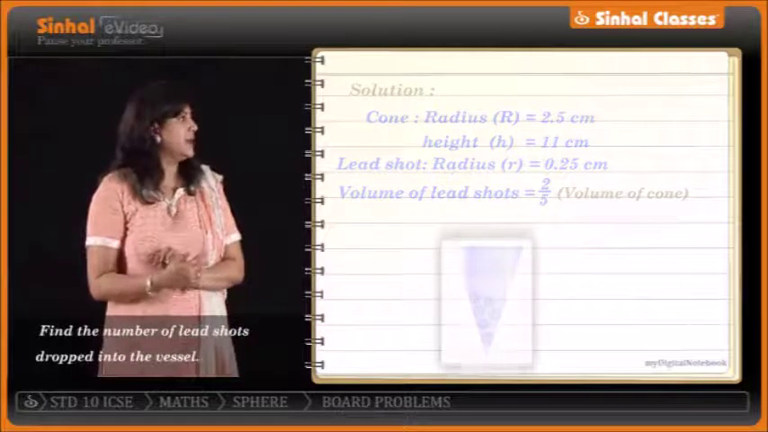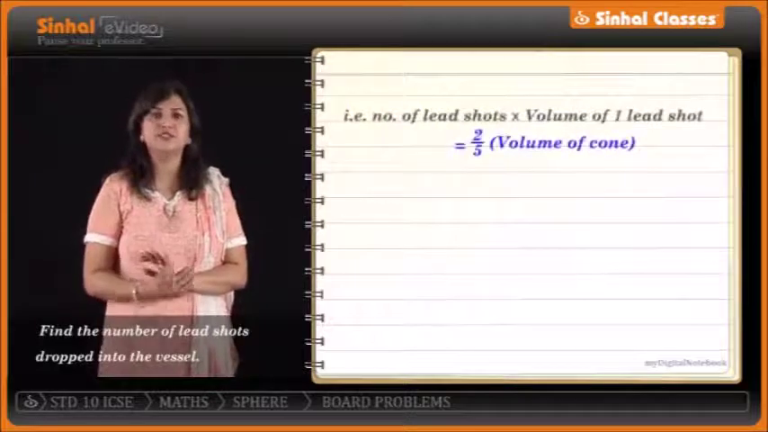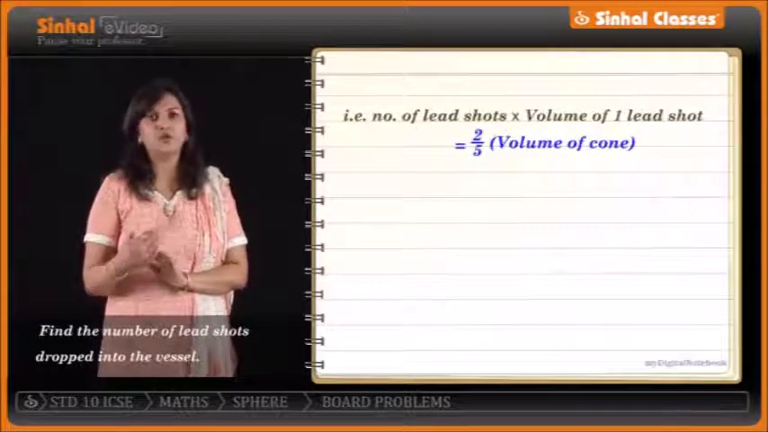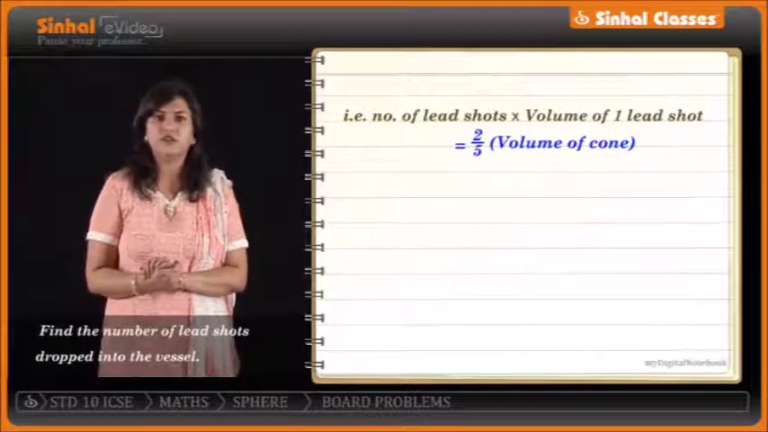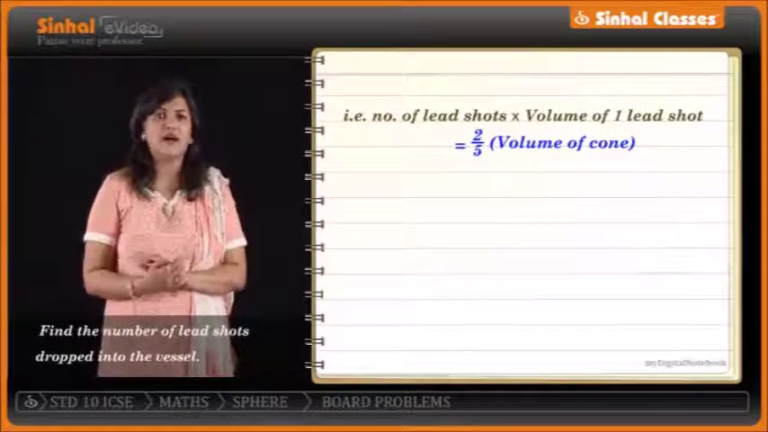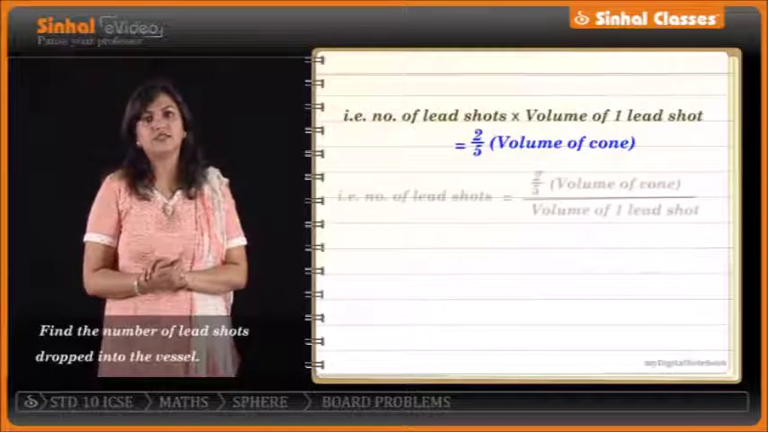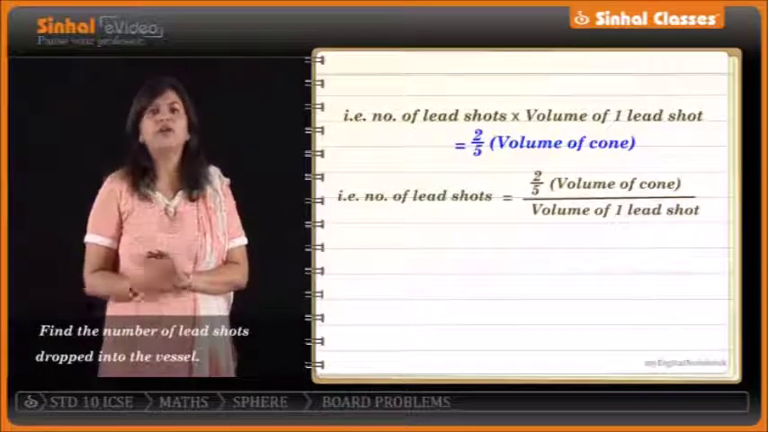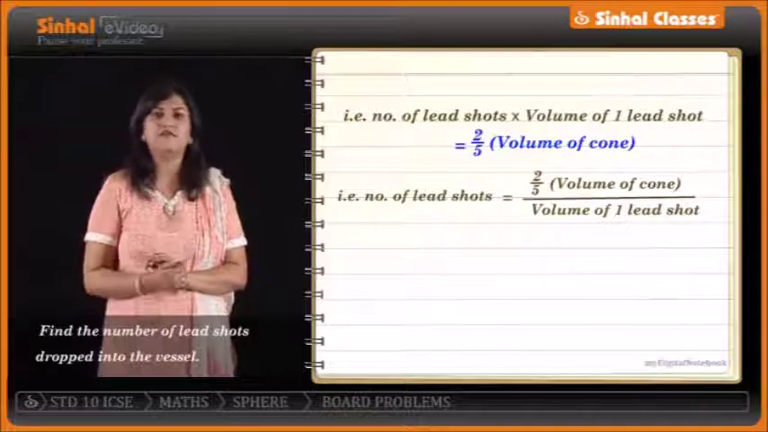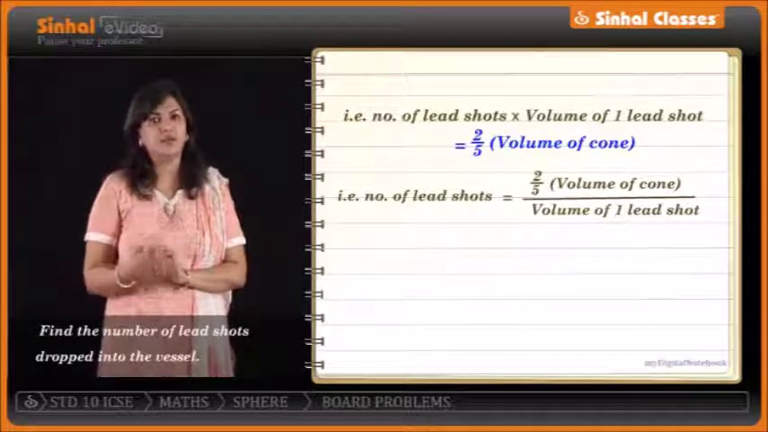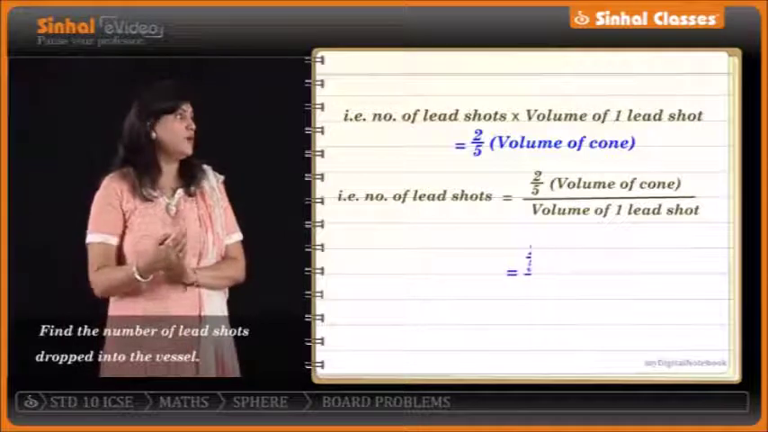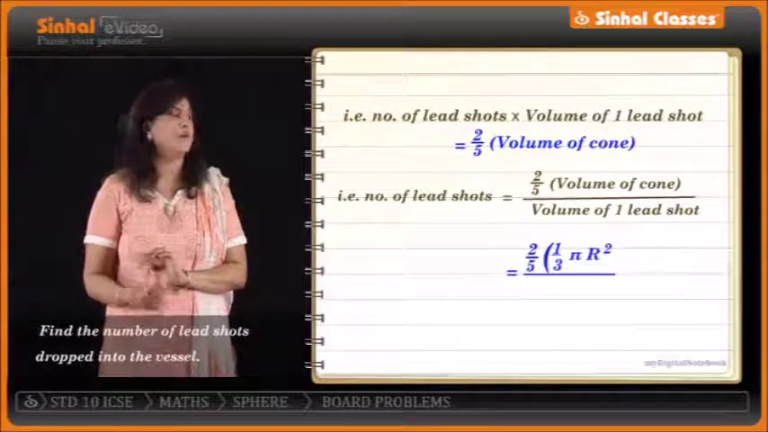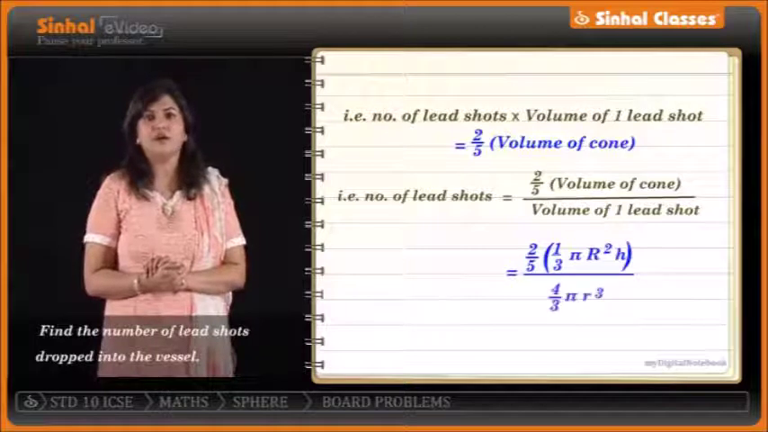So we have volume of the lead shots is equal to 2/5 times the volume of the cone. That is number of lead shots into volume of one lead shot is equal to 2/5 times the volume of the cone. So from here we have number of lead shots is equal to 2/5 times the volume of the cone upon volume of one lead shot. That is equal to 2/5 into 1/3 pi r square h upon 4/3 pi r cube.